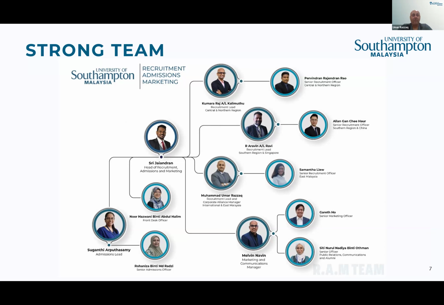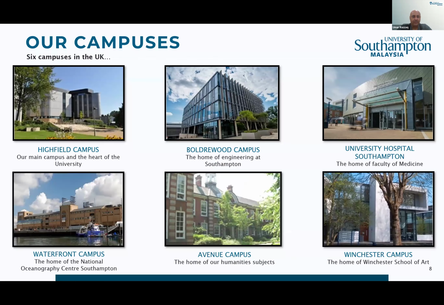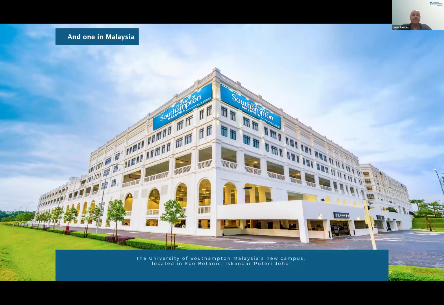All right. So these are the UK campuses, just to give you a picture of what we are part of. Highfield campus, Boldrewood, University Hospital Southampton, Waterside Avenue, and Winchester. They are various campuses for various specializations. And then obviously we have the Malaysian campus in Malaysia, Johor Bahru.